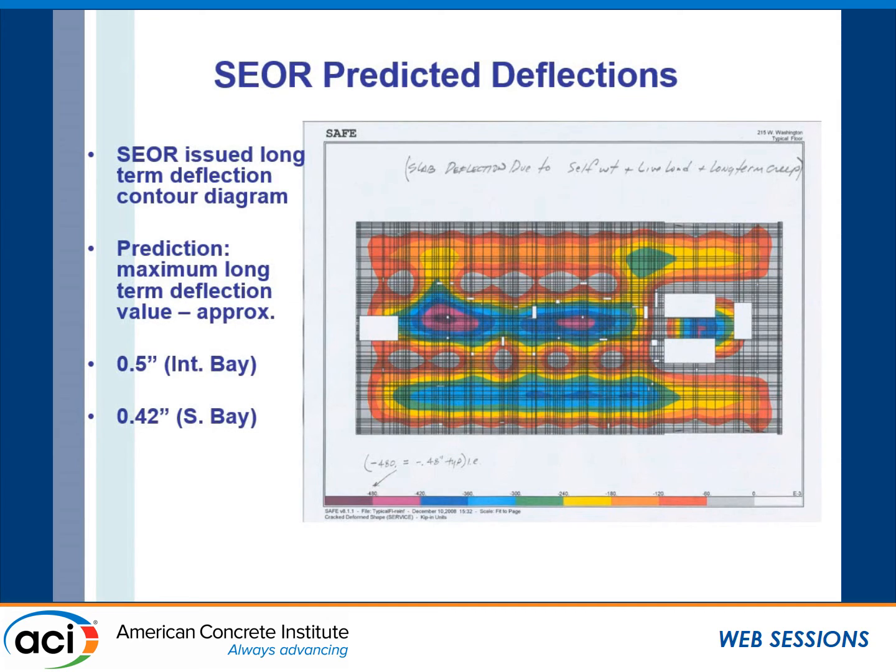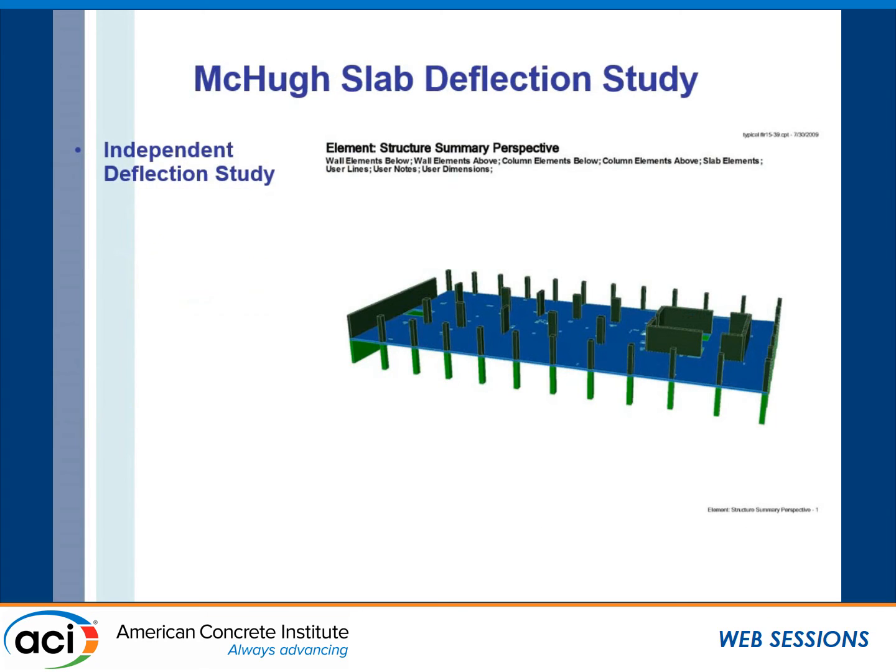They gave us maximum long-term deflection values of approximately 1/2 inch on the interior bays and about 0.42 of an inch on the south bay. And we were doing our due diligence. We looked at this, and because it's a reinforced concrete slab and appeared to be somewhat thin, we thought we should take another look at it. So we commissioned our own internal slab deflection study. We do this quite often, and it's a useful tool to get our own feel for what we think the slab is going to do.